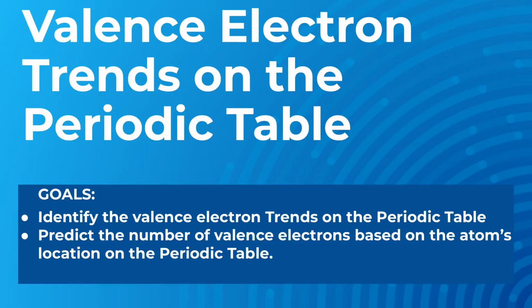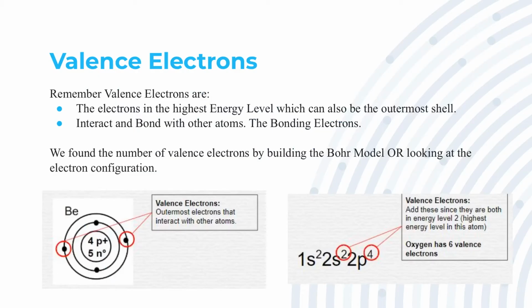I'm here to talk about lesson 108, Valence Electron Trends on the Periodic Table. The goals for this lesson are to identify the valence electron trends on the periodic table and predict the number of valence electrons based on the atom's location on the periodic table.